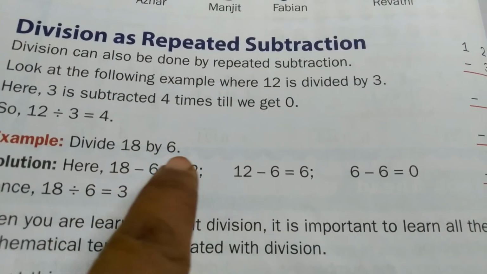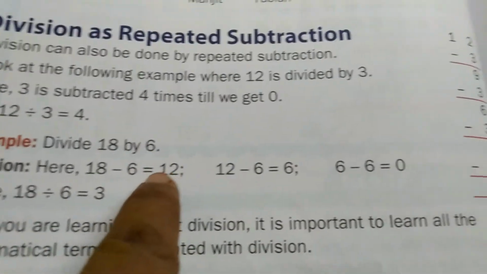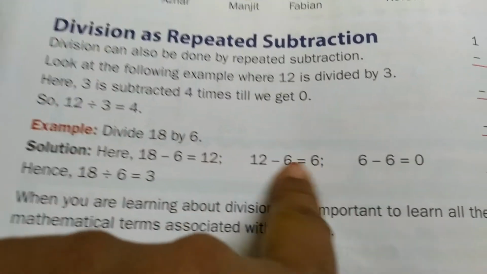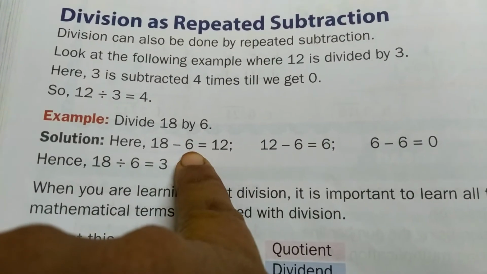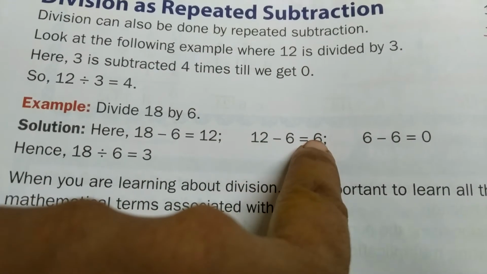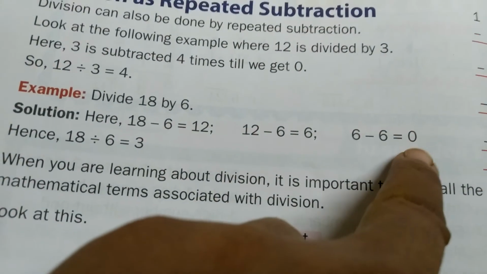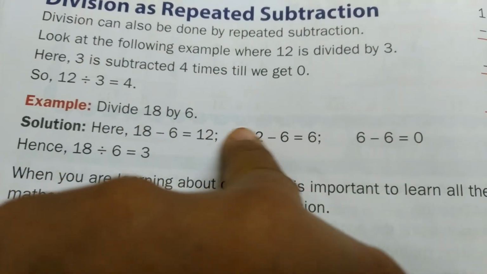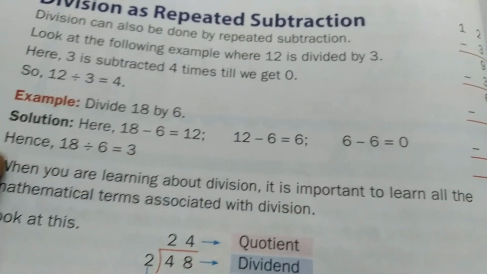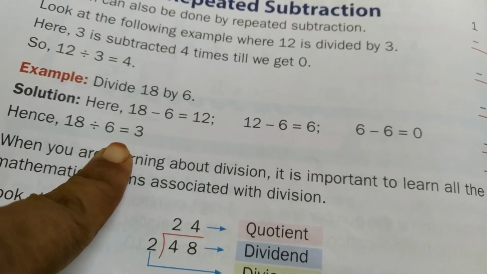Example: 18 divided by 6. How many times will 6 go? 6 threes are 18, so we need to do the subtraction 3 times. 18 minus 6, 12. The same number we need to subtract 3 times. 12 minus 6, 6. 6 minus 6, 0. We got 0. Until we reach 0, then we stop the subtraction. Hence, 18 divided by 6, the answer is 3.